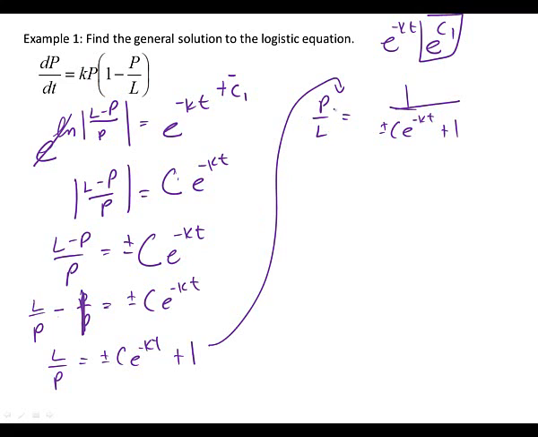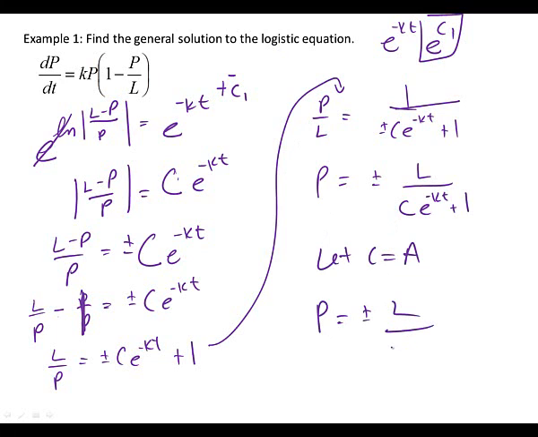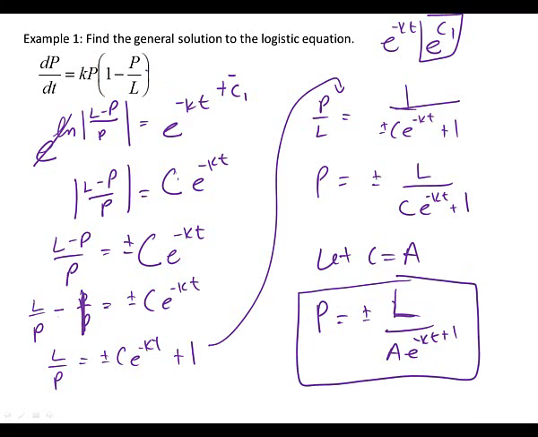All right, and then how do I get P by itself? Yeah, multiply by L. So we get P equals, that plus or minus could probably float in front, L over CE to the negative KT plus 1. Okay? The only thing that's different about this and the formula we're going to use is we're going to let C equal A and plop an A in there. AE to the negative K. That was good. So that's what we're ultimately getting. So what we did was we started with the differential. This is what the general equation looks like.